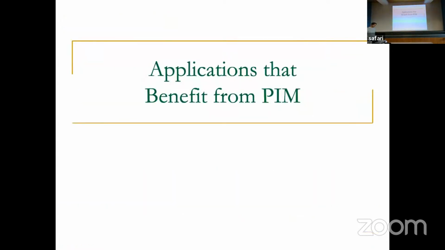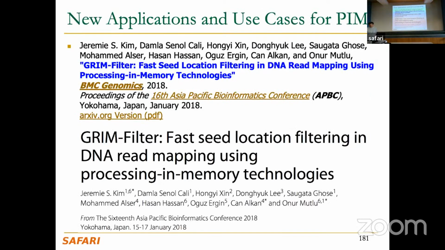Okay, we were talking about these applications, these infrastructures. We talked about benchmarks. We talked about ways of identifying when a workload can be suitable for processing in memory or not. And after identifying that a workload is suitable, what really makes sense is to evaluate it on a processing in memory system. There are also multiple works, some of them from our group, that evaluate new applications, new algorithms and use cases for processing in memory systems. A good example is this one, GRIM-Filter, fast seed location filtering in DNA read mapping using processing in memory technologies.